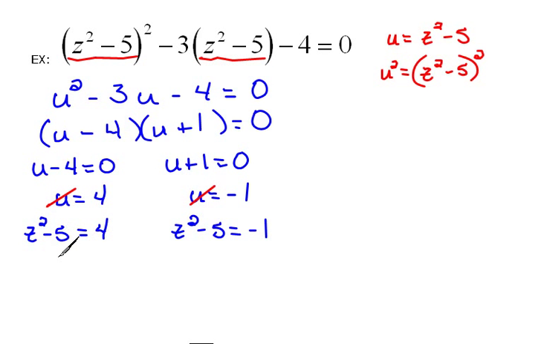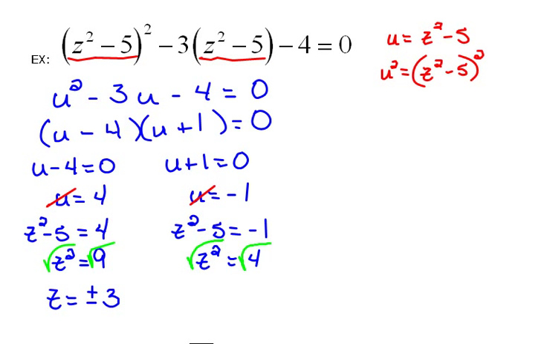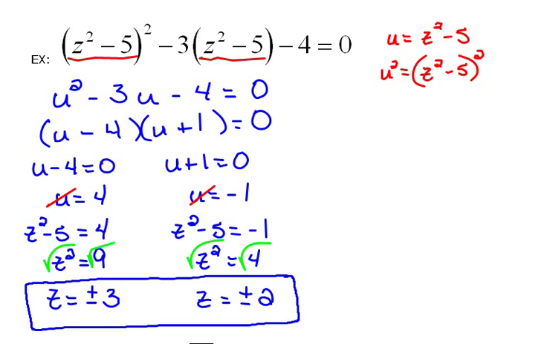So if I add 5 to both sides, we get z squared equals 9. And then taking the square root to get z alone, then we would have z equals plus or minus 3. The square root of 9 would be plus or minus 3. Here, if I add 5 to both sides, we get z squared equals positive 4. So again, taking the square root of both sides, we would have z equals plus or minus 2. So we actually have 4 answers to this problem.